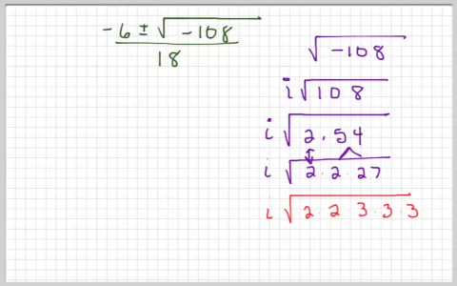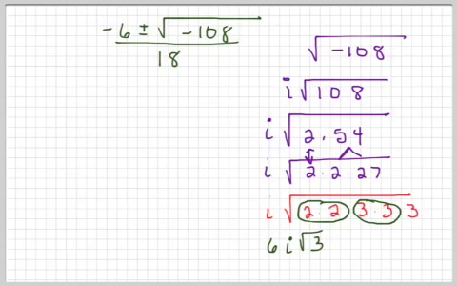So now I'm ready to start taking stuff out of my radical. I go, oh, that's a 4. I can take the square root of that. That's 2. That's a 9. I can take the square root of that. That's a 3. So a 2 comes out and a 3 comes out. That's 6. I have my i outside and my 3 left in.